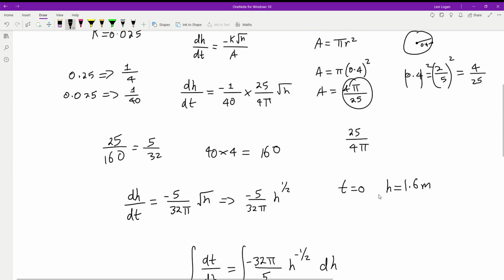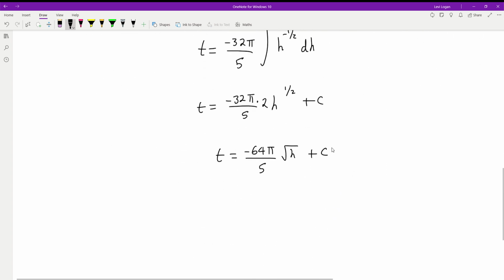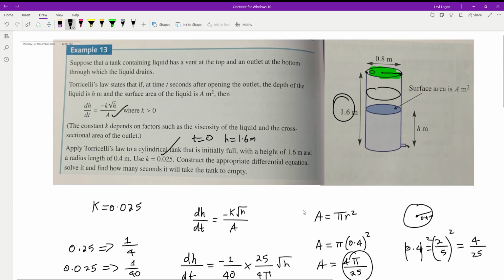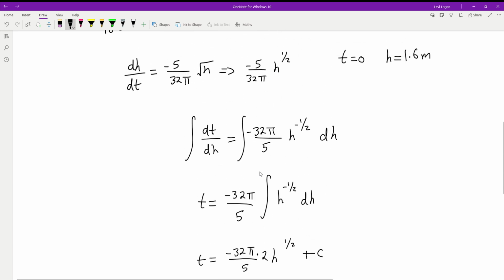Now we've got to use our initial conditions to find out what this c is, okay? At the moment, we're just trying to find an equation for t and h before we even answer our question, because we need to, what was the actual question again? I forgot what it was. How many seconds it will take to empty the tank. Okay, that's easy. Right, so put this in.